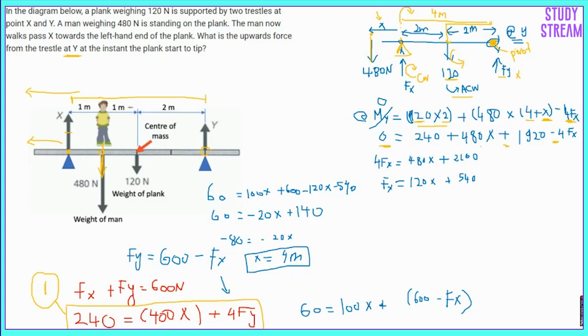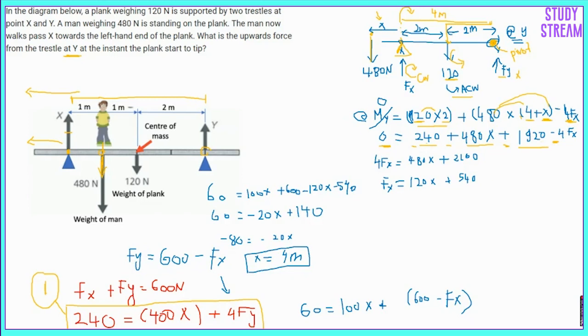And the other two are positive, yeah? The other two are positive. So now we just need to expand. 120 multiplied by 2 is 240. 480 multiply 4. And 480 multiply x. So I did this first, 480 multiply x. And then 480 multiply 4. You can check on your calculator, should be 1920. Now we need to simplify everything.